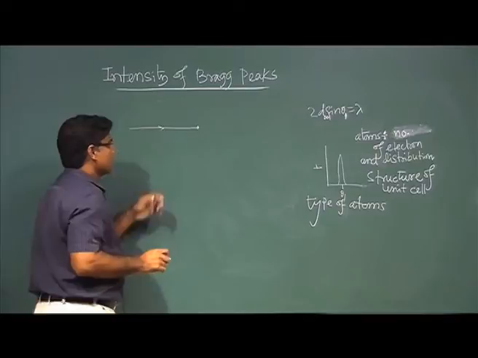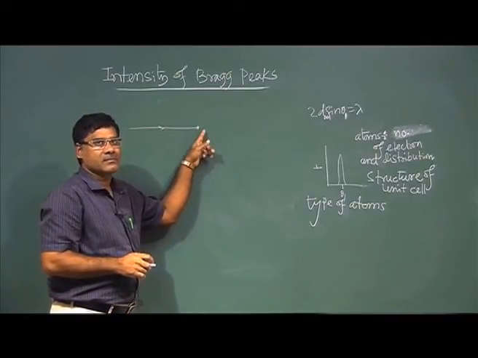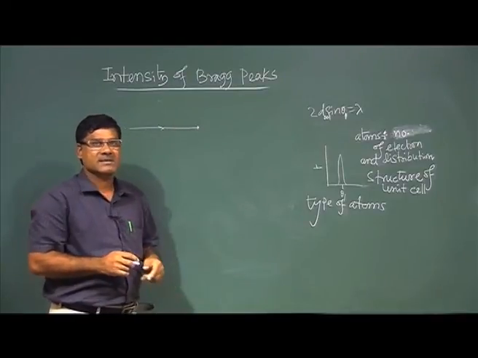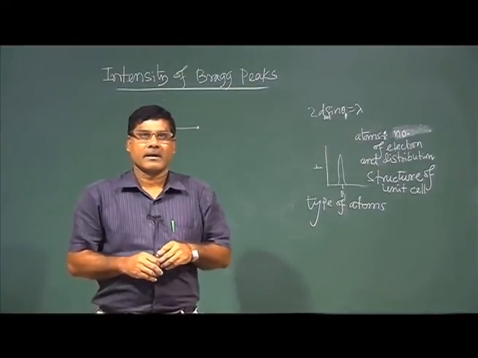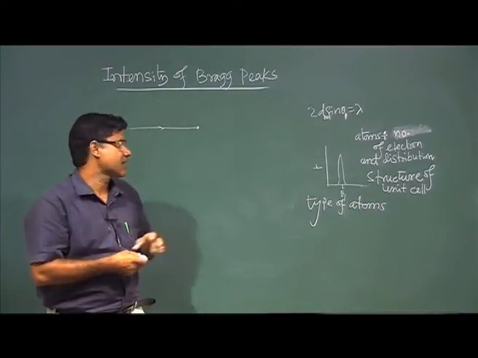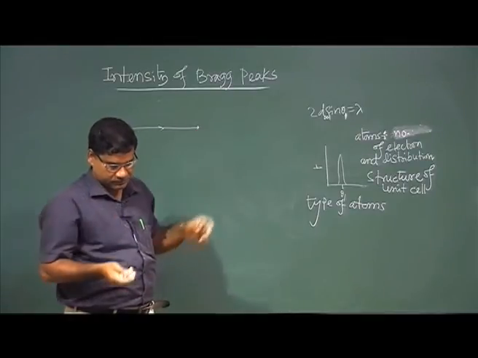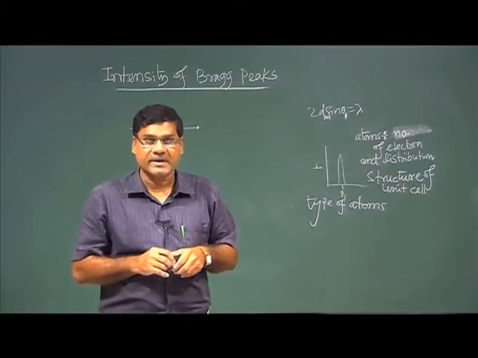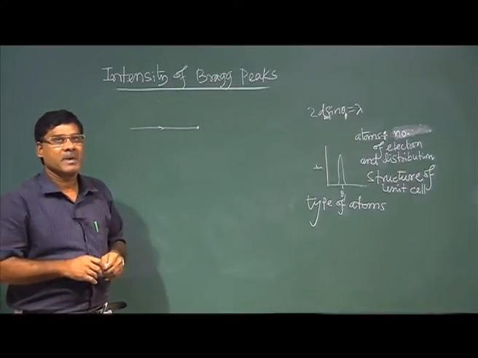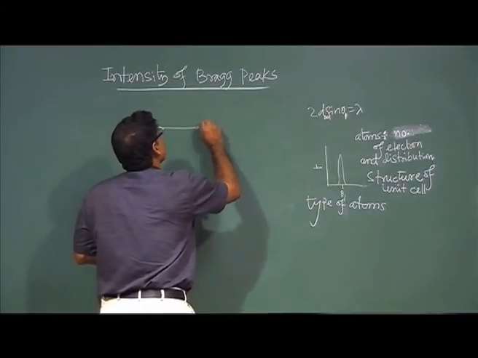and then this electron will oscillate with the same frequency as this X-ray, and the charge oscillating means accelerating, decelerating, that is happening, and because of that it will emit radiation of the same frequency or wavelength, okay, but in all directions, it will emit in all directions.